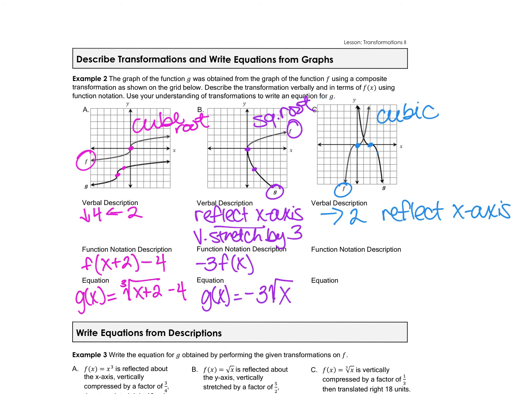So your function notation would be the negative on the outside because of the reflection, f of x, and then it goes right, my bad. It goes right 2, so on the inside you should have a minus 2. So writing your equation, we would have negative, it's cubic, so in parentheses we need x minus 2, but on the outside we need that cubed.